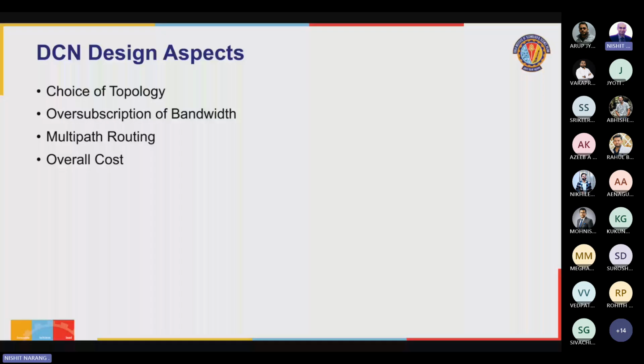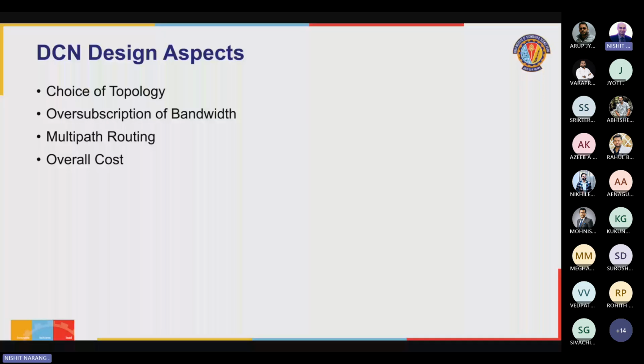So topology is definitely a choice which we saw. Traditional data center networks followed access aggregation core topology. The modern ones follow Clos topology, leaf-spine topology. So choice of topology is definitely a design choice.